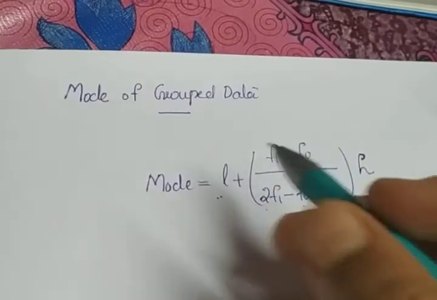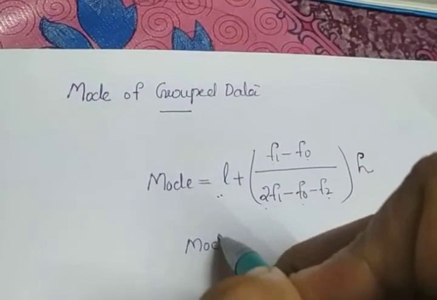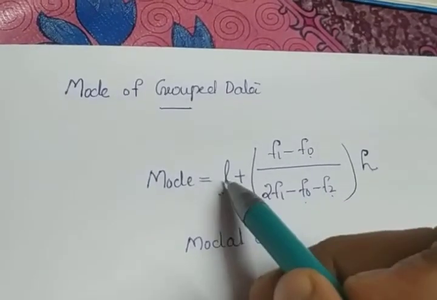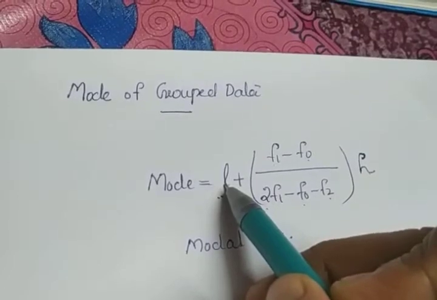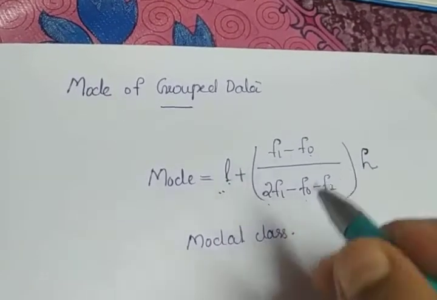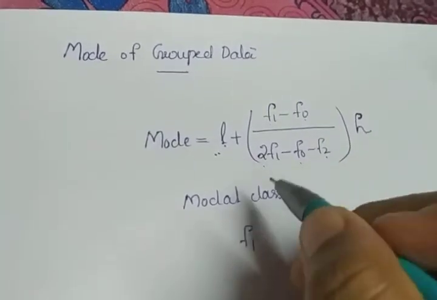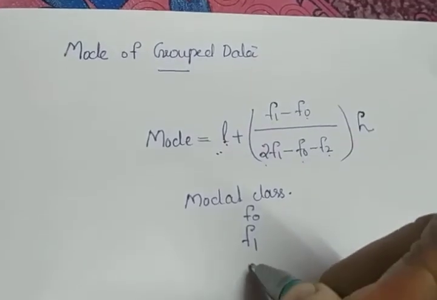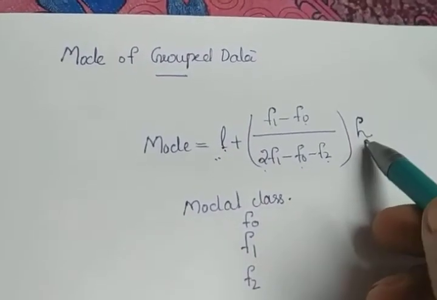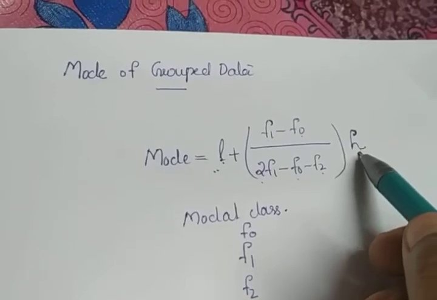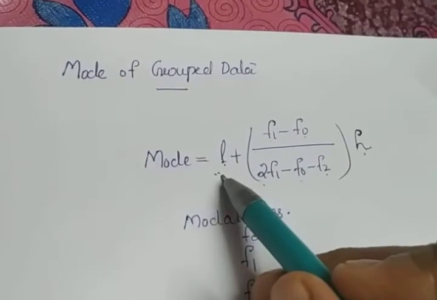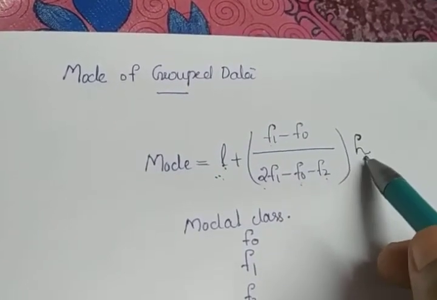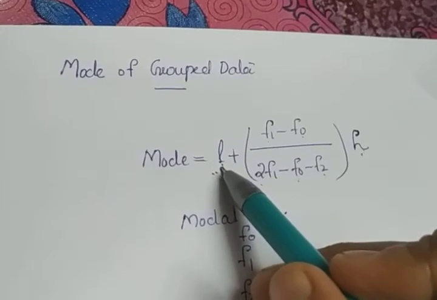For finding the mode, first we have to find the modal class. The lower limit of the modal class will be L. The frequency of the modal class is F1. The frequency of the class above the modal class is F0, and the frequency of the class below the modal class is F2. H is the class width of the modal class. So the formula is L plus (F1 minus F0) by (2F1 minus F0 minus F2) into H.